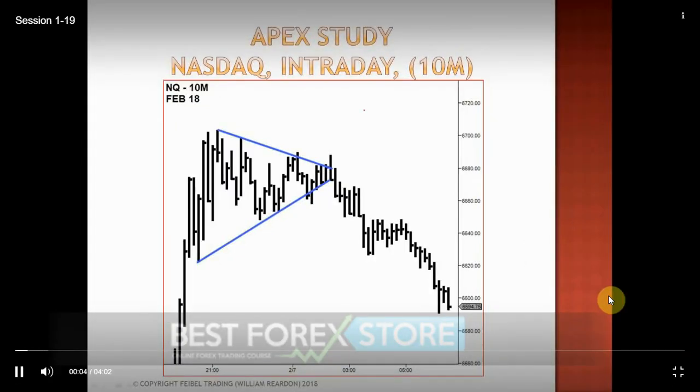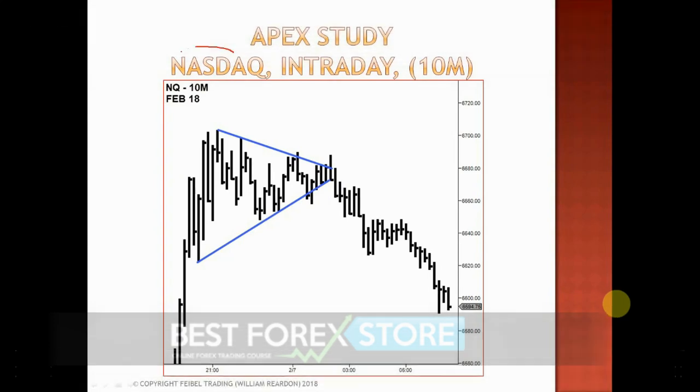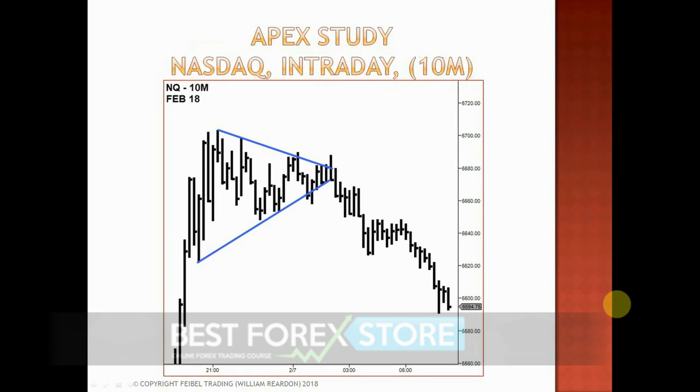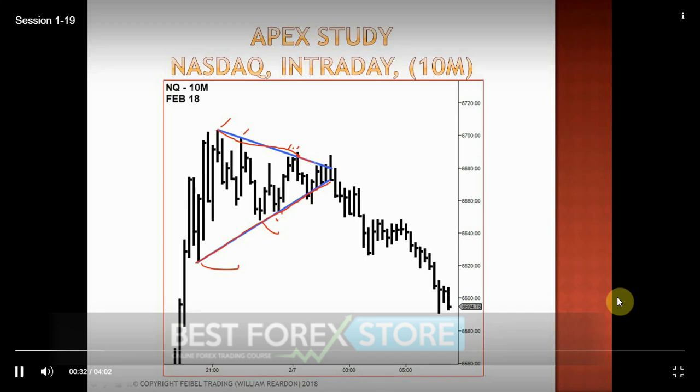Here we have an Apex study, Nasdaq futures intraday on a 10-minute time frame. Again, we used the best fit approach to apply. You can see this hold, we draw this down, and we can see this hold here. Now we draw this in and we'll have a potential apex on our hands.